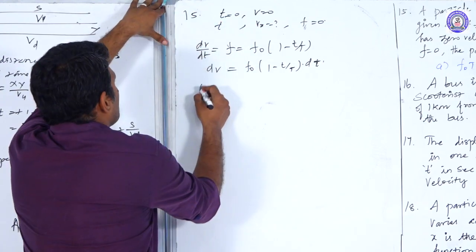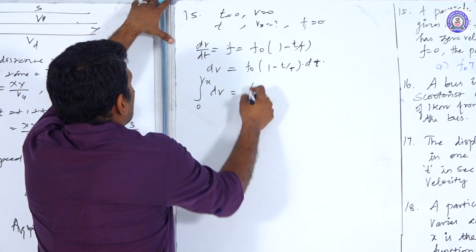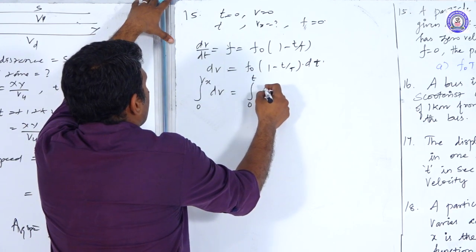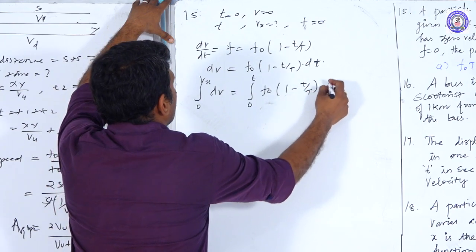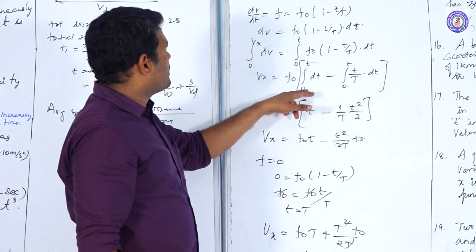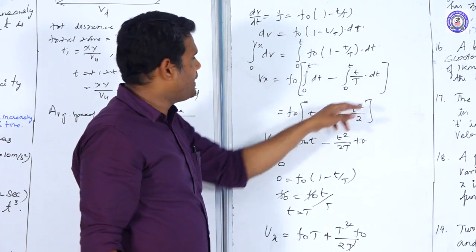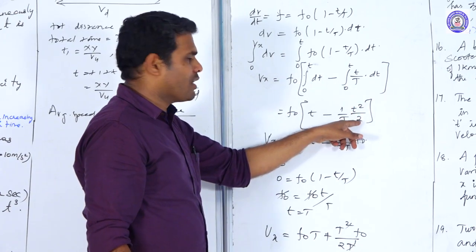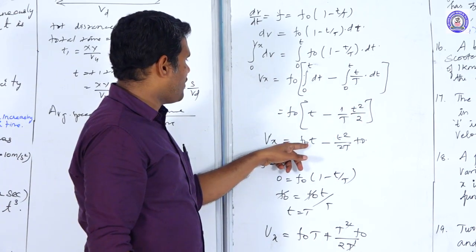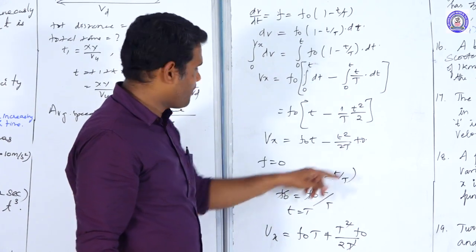Vx is asked. So I am integrating between the limits 0 to Vx, dv equals integral 0 to t, f naught into 1 minus small t by capital T into dt, equals f naught into integral 0 to t dt minus integral 0 to t small t by capital T into dt. That gives f naught into t minus 1 by capital T into t square divided by 2. Vx is f naught t minus f naught t square by 2T.